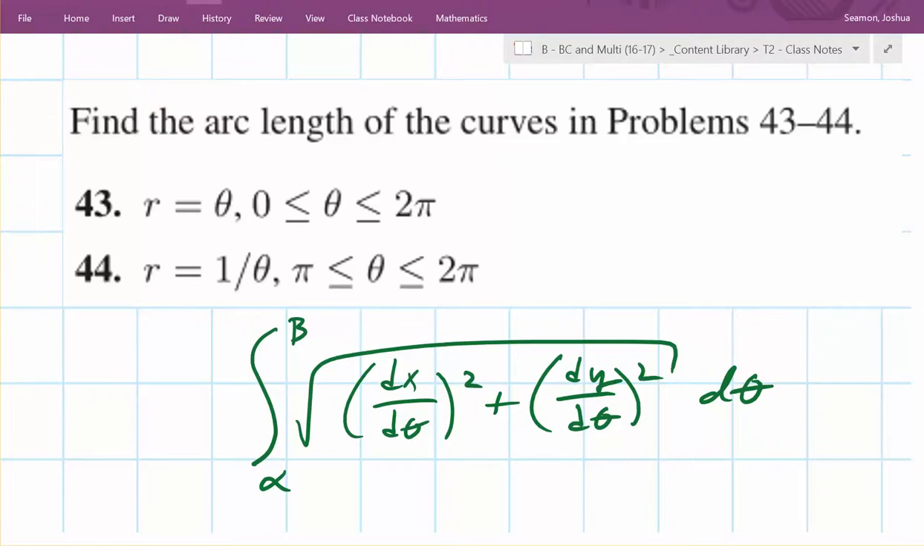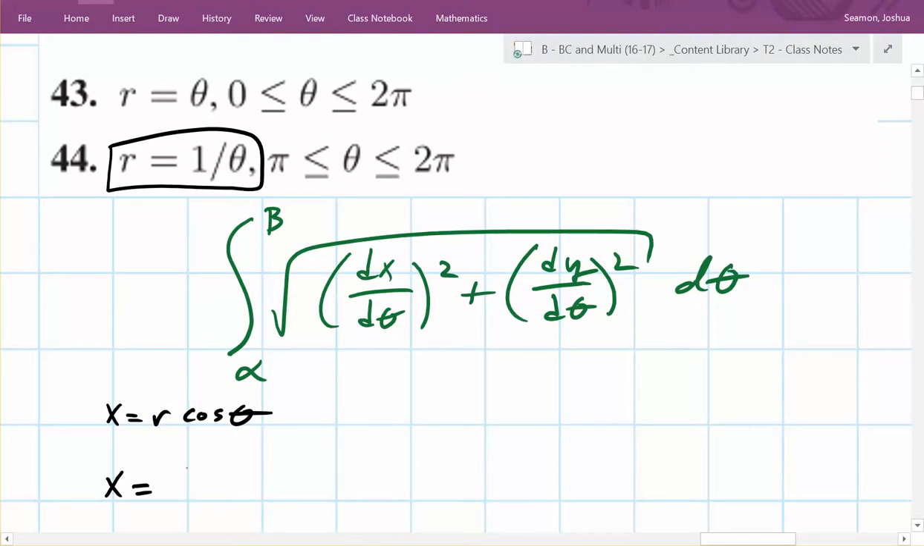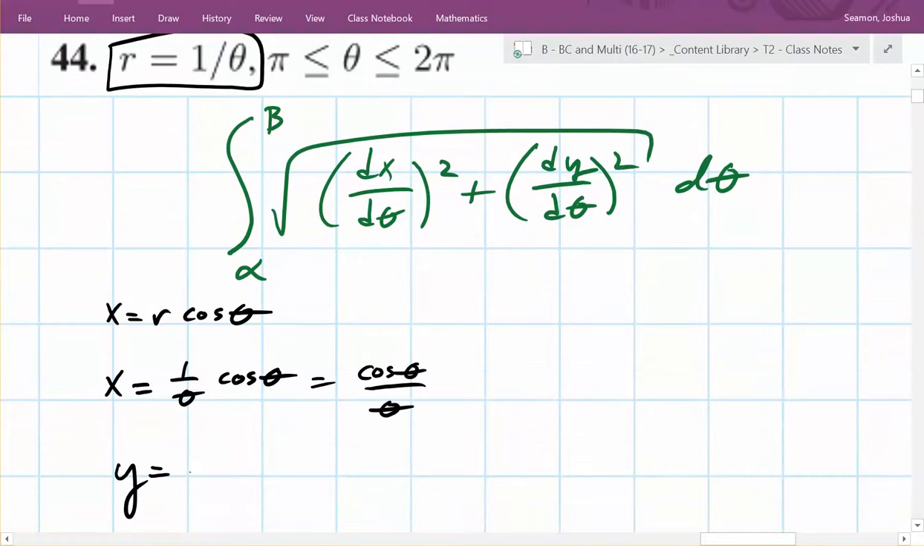Yeah, exactly. So here's the thing though. They say r is equal to 1 over theta. What do we have to find first if we're going to do this? x and y. So we know that x is equal to r cosine theta. So what does that mean x is going to be? 1 over theta cosine theta, right? So that's the same as what? Cosine theta over theta. So what is y going to be? Sine theta over theta.